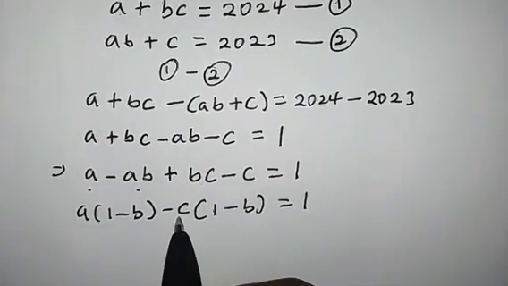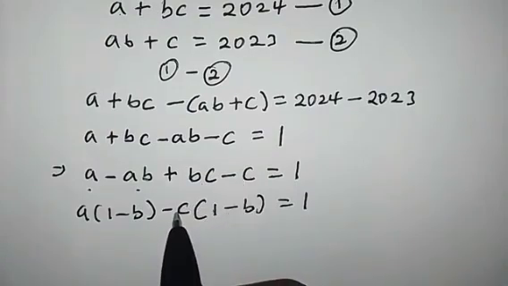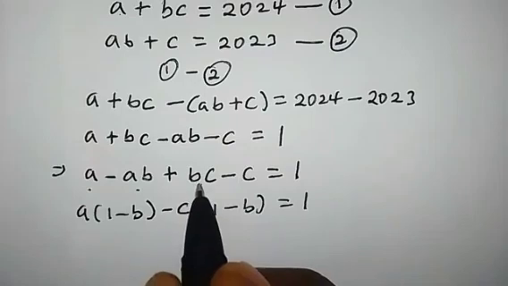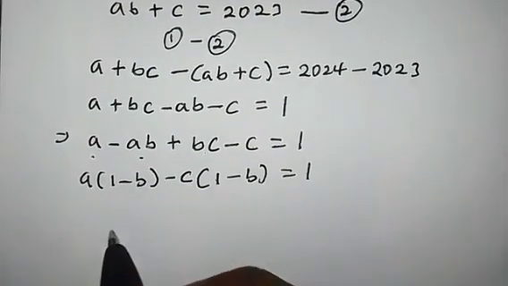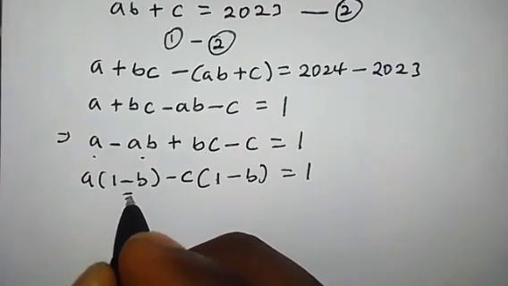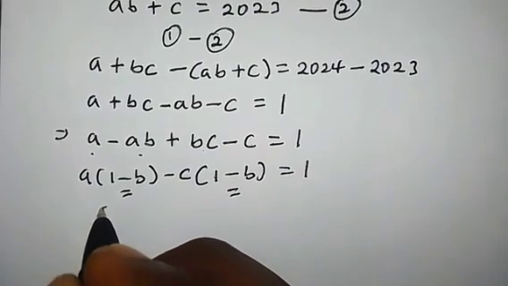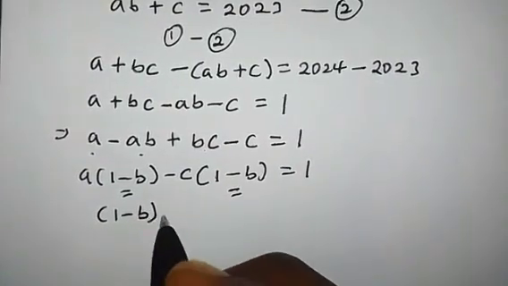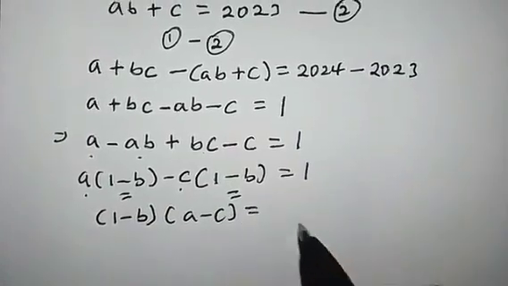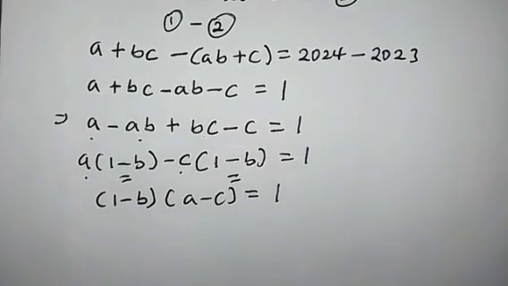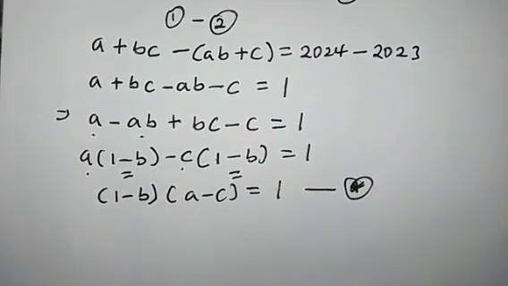That is minus C times 1, that is minus C. Minus C times minus B, that is plus BC. Let's continue. You will notice that 1 minus B is common. We can factor it out. So that will be 1 minus B times A minus C equal to 1. Take note of this equation. It is very important. Let me star it.